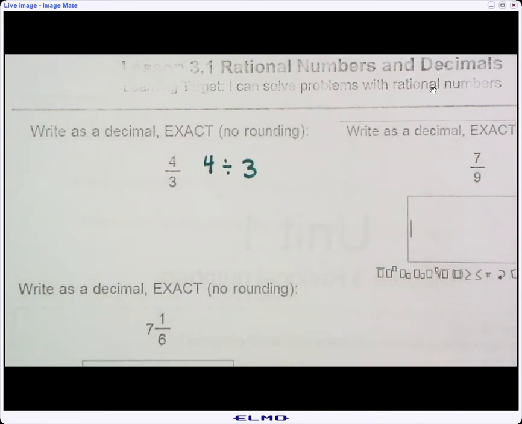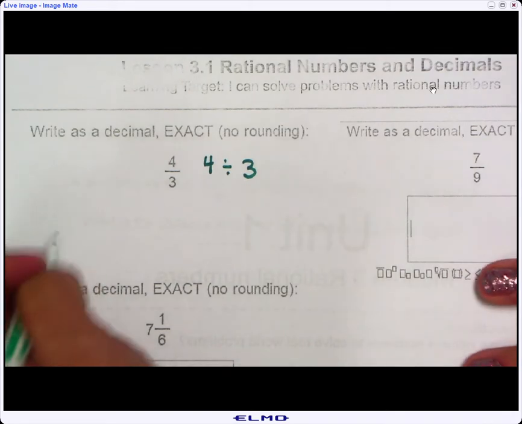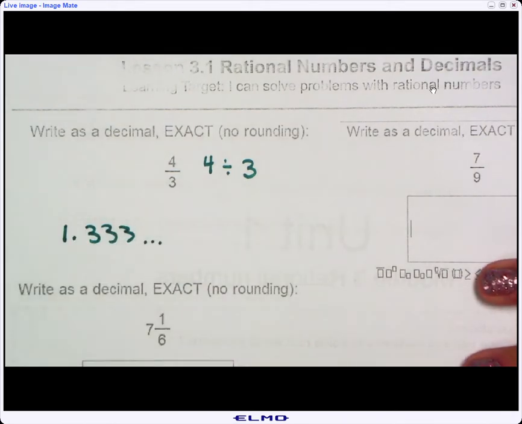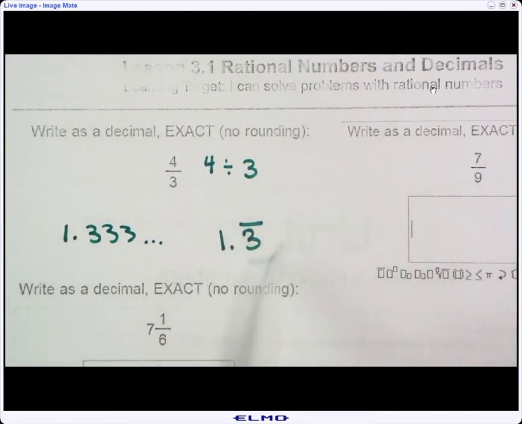And when I put that in my calculator, I get 1.333, and the 3's go on forever. Again, I kind of just mentioned a couple seconds ago that we could have that repeating bar over top of just 3 because that's what repeats, and that's the little symbol or the code that says, hey, these 3's go on forever. I don't have to write out a million of them.